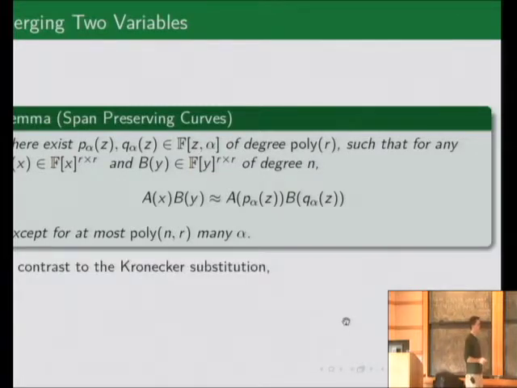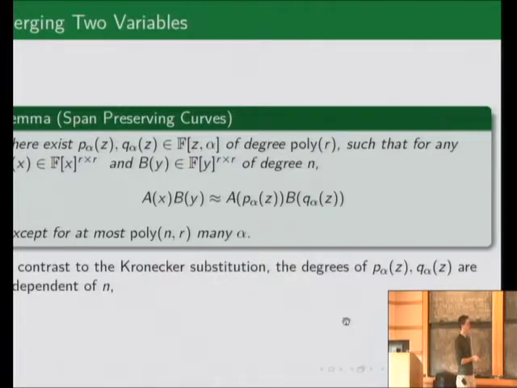It's important to contrast this with the Kronecker substitution. This is saying that these curves have degree polynomial in R, whereas the Kronecker substitution would actually have degree, say, z and z to the n. And if you had these degrees depending on n, you get a really bad degree blow up again. And so the fact that you can do it with R is the magic, I guess. Alpha we'll think of as a constant, but for every a and b, there's only a small number of bad alpha.